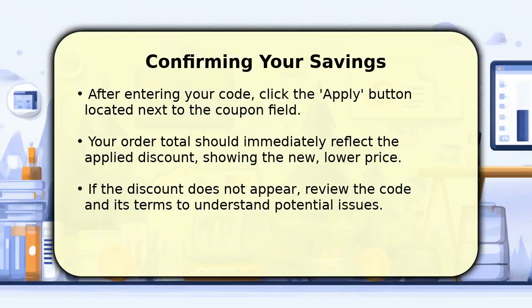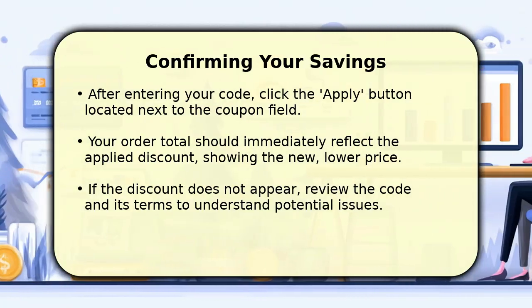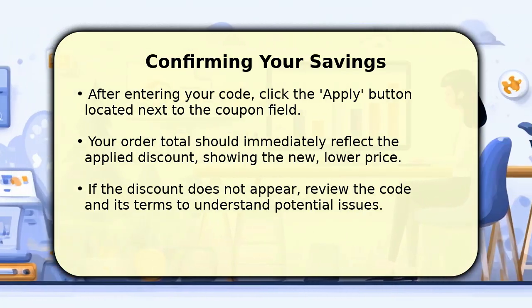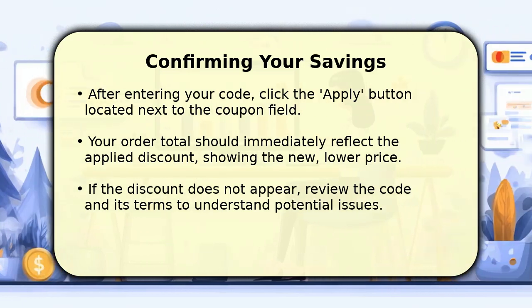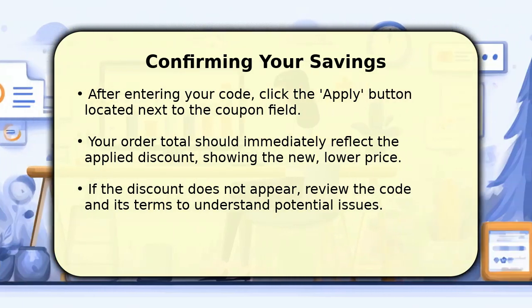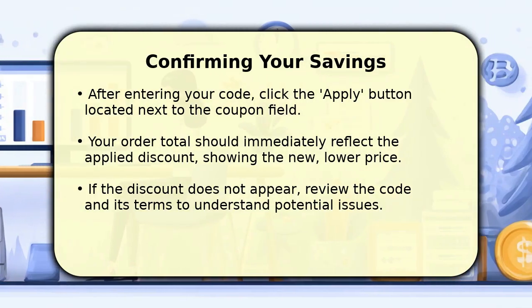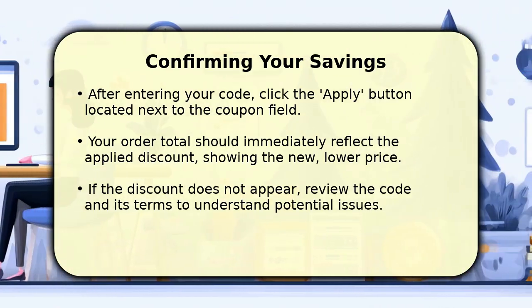After inputting your coupon code, locate and click the Apply button, which is usually right beside the input field. The page will then refresh, and you should see the total cost of your order updated to reflect the discount. For instance, if you had a 25% off coupon, that percentage will be deducted from your original price. Always confirm the new, lower price before continuing.